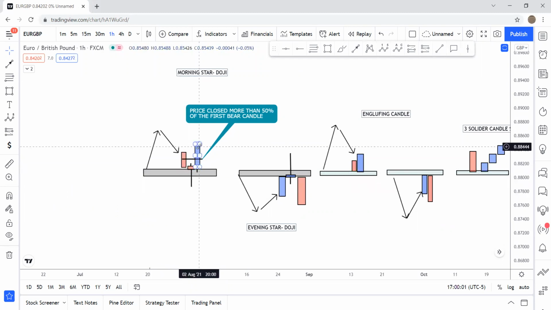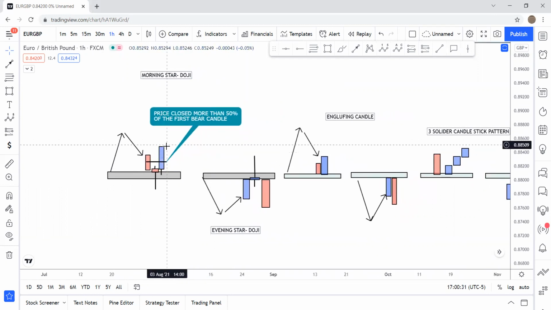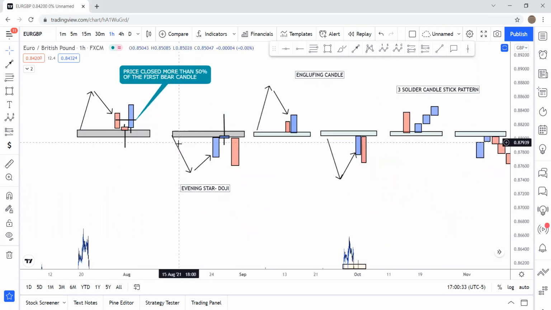Okay, so this bullish engulfing candle has to be stronger or bigger, or not just bigger, but close more than 50% of the second bearish candle. So in this example, you see that we have this bearish candle, then we have this weak bear candle, and then after that we have the bullish engulfing, which closed more than 50%, which is that black line of this candle over here. Okay, and this is just the buy example, and over here is the sell example.